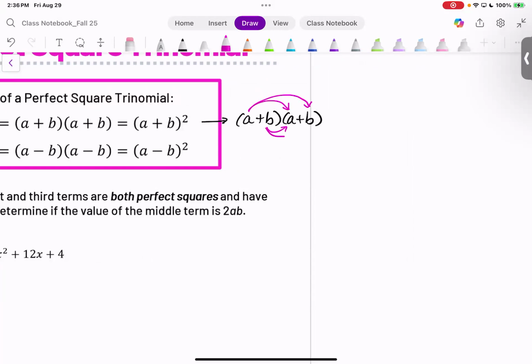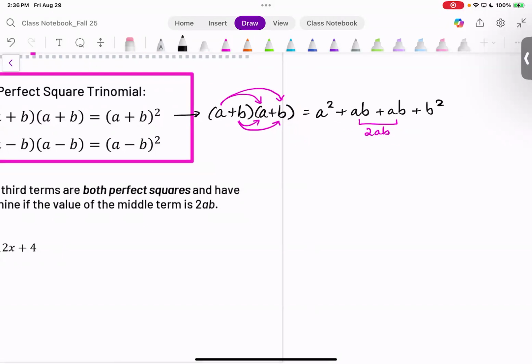If I apply the distributive property twice or use the acronym FOIL, I multiply my first terms. A times A is A squared. A times my outside is A times B. My inside terms, B times A is another AB. And then B times B is plus B squared. These two are equal, so they combine to be 2AB.